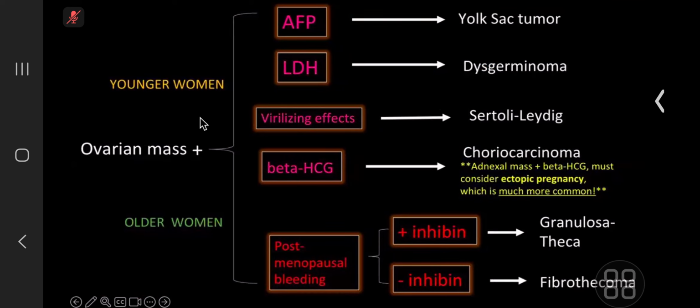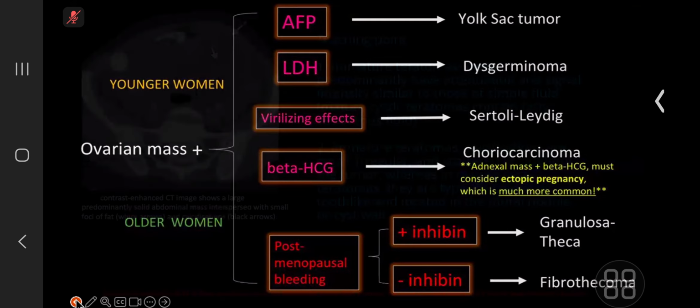So if you see an ovarian mass in a young patient, if there is a raised alpha fetoprotein, think of a yolk sac tumor. If it is a raised LDH, think of dysgerminoma. If the patient has an ovarian mass and virilizing effect, think of a Sertoli-Leydig cell tumor. If it is raised beta HCG, of course, you have to rule out pregnancy, and also think of a choriocarcinoma. If it's an older woman with post-menopausal bleeding and the inhibin is positive, then it has to be a granulosa theca cell tumor. Or if the inhibin is negative in post-menopausal bleeding, then think of a fibrothecoma.